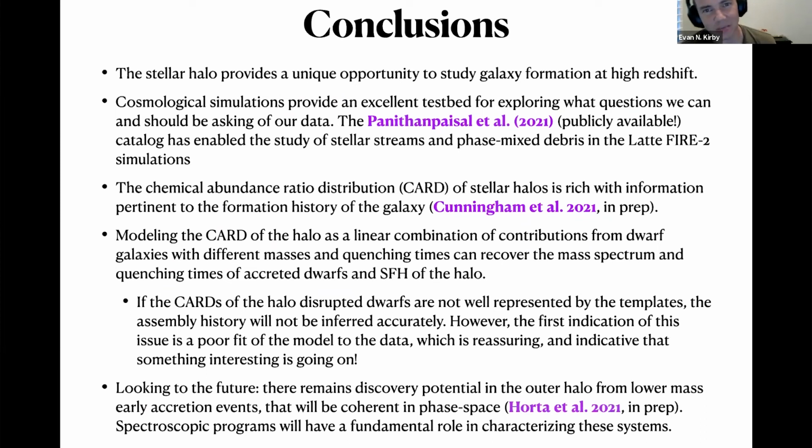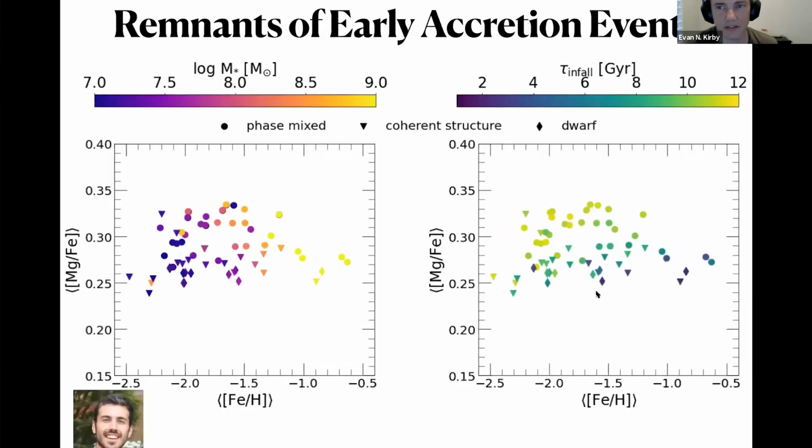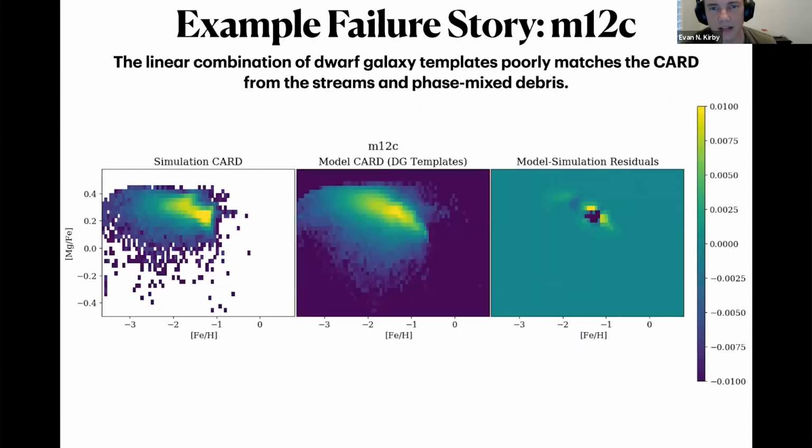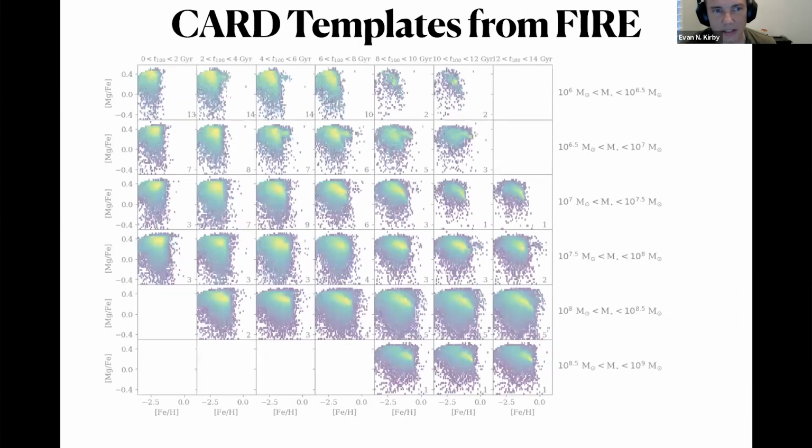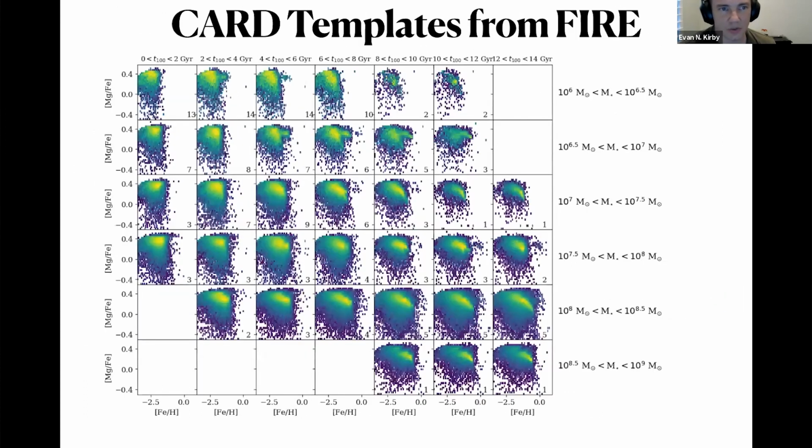I had a question about the card, specifically these eigenvectors that you were using, the templates for the magnesium over iron versus iron. Correct me if I'm wrong, but some of the lower mass ones didn't really look like how actual dwarf galaxies look. For example, the 10 to the 6 solar mass one that you showed, the quintessential 10 to the 6 solar mass dwarf galaxy, Sculptor.